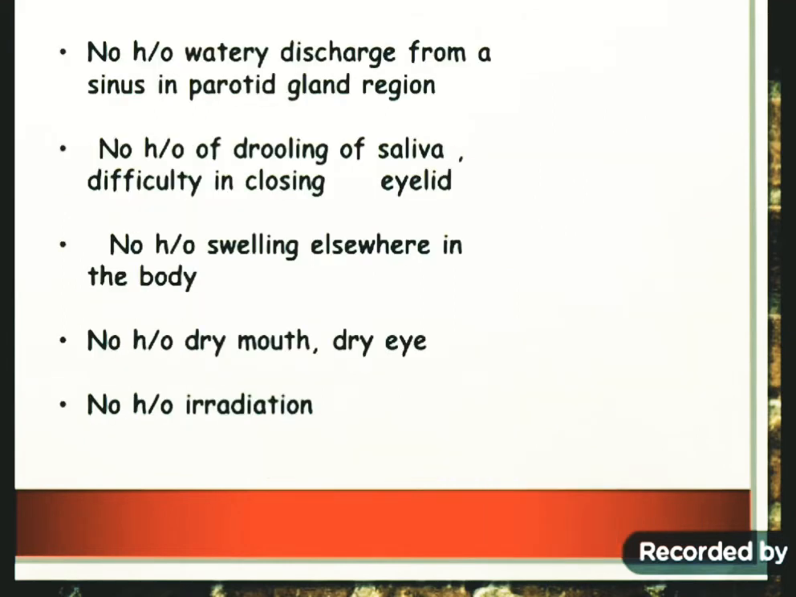Then no history of discharge from a sinus in the parotid gland region. If there is a watery discharge present, it means there is a parotid fistula. So this is also not present. We can rule this out.